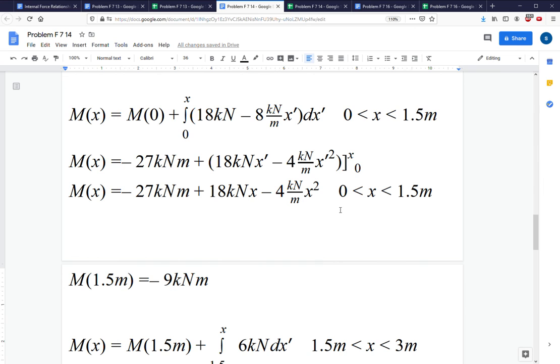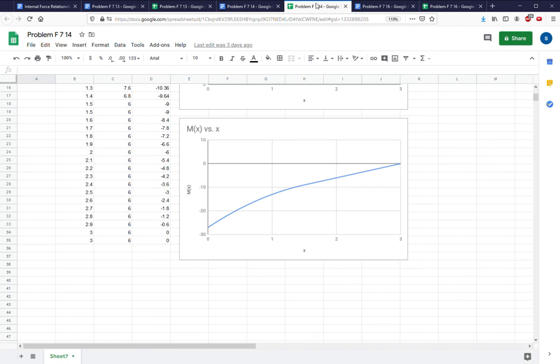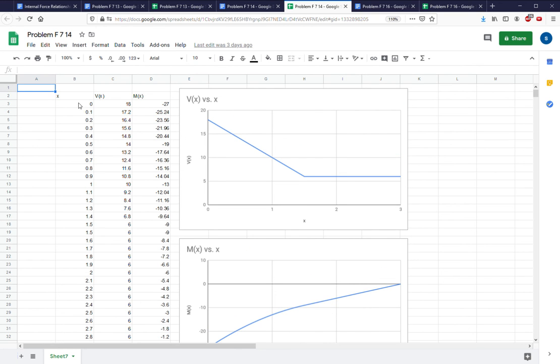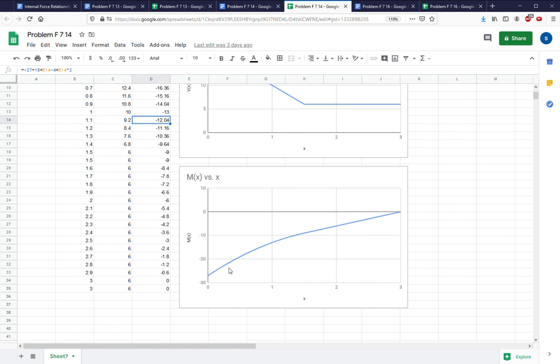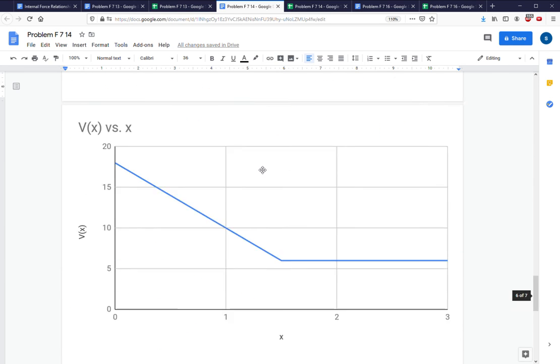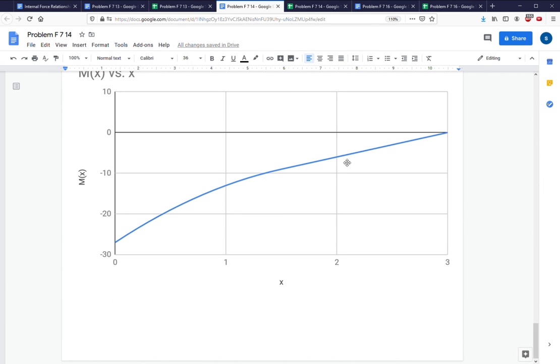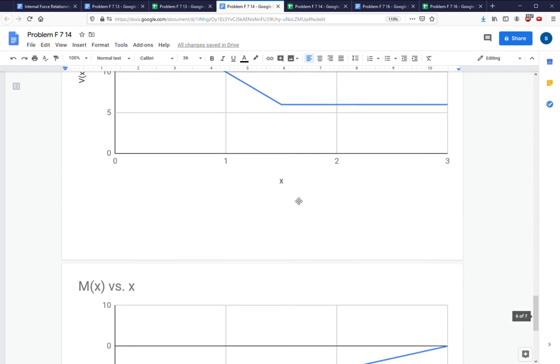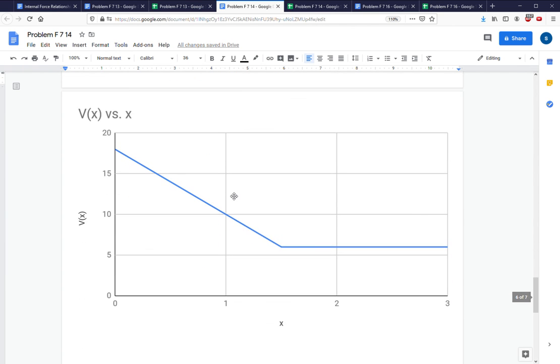Now, doing it like this, it is kind of hard to draw a graph like that, although you could use a spreadsheet program and plug in the function of M of x in there and draw it. However, there is a way you can kind of freehand, or at least use this to make sure you have the right looking answer. And that is to remember that V of x is the derivative of M of x.